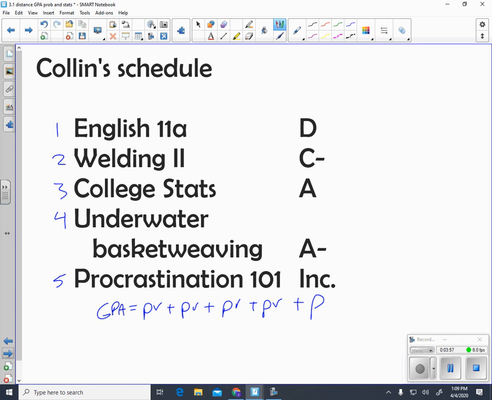English 11A is a D. Now, when you do these, think of it this way. The probability is going to be based on the credits earned. And the value comes from the scale on the previous page, the 4.0 grading scale. So when we work through Collins' GPA, it would look like this. Well, in our school, it's kind of interesting that every class we take is 1 credit, 1 credit, 1 credit, all the way down. And so that makes it pretty easy for us.